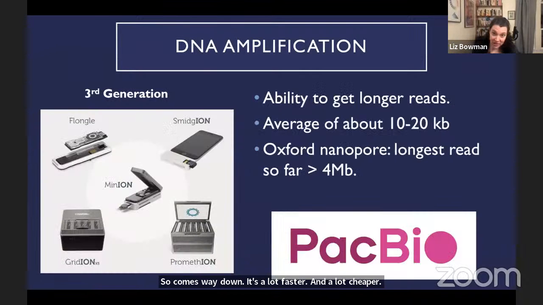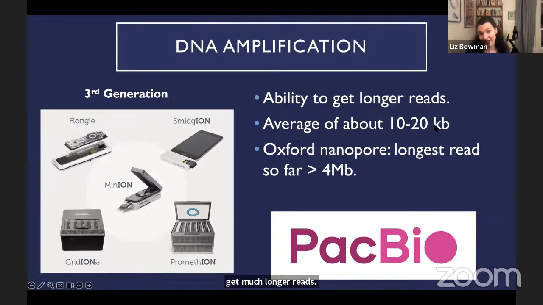So the third generation is this Nanopore and PacBio group, which is pretty amazing because you're able to get much longer reads. It's still cheap, but you can average about 10 to 20,000 bases, which is huge. And then I was reading somewhere that with Oxford Nanopore, the longest read so far that they've been able to get is about 4 million bases, which is huge. That's like a full human genome.